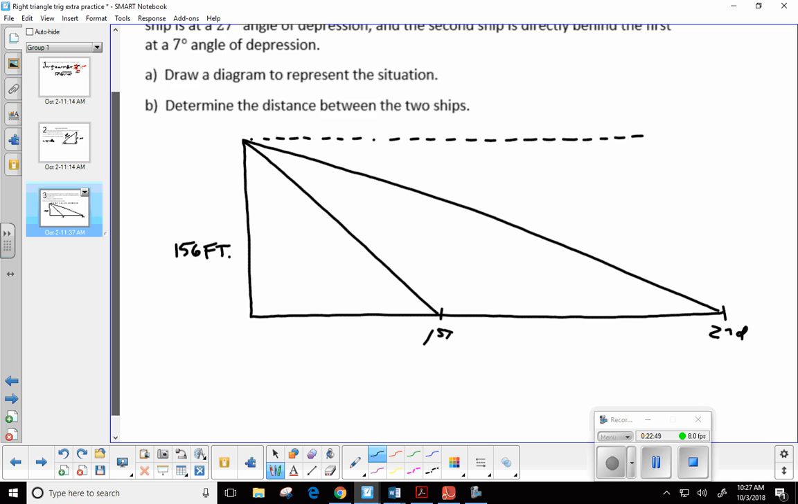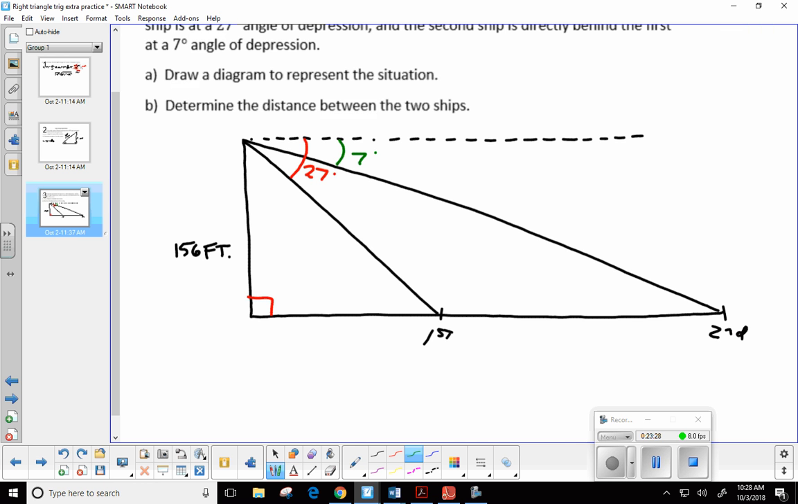So for the first ship, what's the angle of depression? 27 degrees. So from the line of sight here to the hypotenuse of the smaller triangle, that is 27 degrees. Okay, so 7 degrees is the angle of depression to the second ship. So that would be to the hypotenuse of the larger one. So this right here would be 7 degrees. Now with that, we have all the information I need to answer the question. They want us to figure out the distance between the two ships. We want these right here.